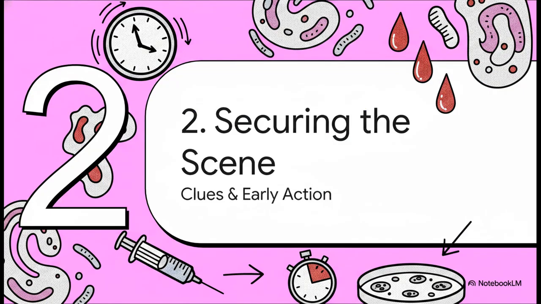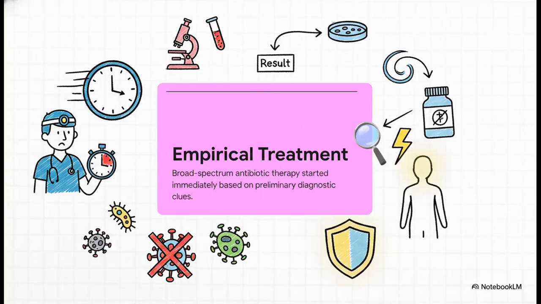Moving to phase 2, securing the scene. This is all about quick clues and early action, because once we've collected that specimen, be it blood, sputum, or spinal fluid, we are officially on the clock. Here's the thing. Bacteria multiply like crazy, so doctors literally cannot wait days for lab results to come back. They have to launch what's called empirical treatment immediately.